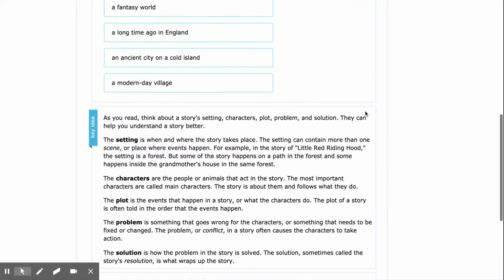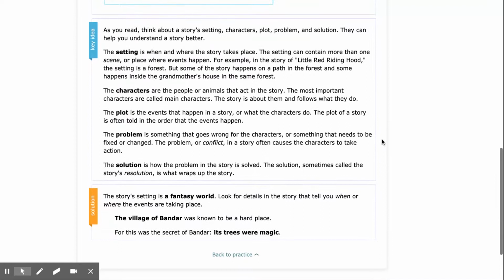Before we begin, let's take a look at our notes. As you read, think about a story's setting, characters, plot, problem, and solution. They can help you understand a story better. The setting is when and where the story takes place. The setting can contain more than one scene or place where events happen.